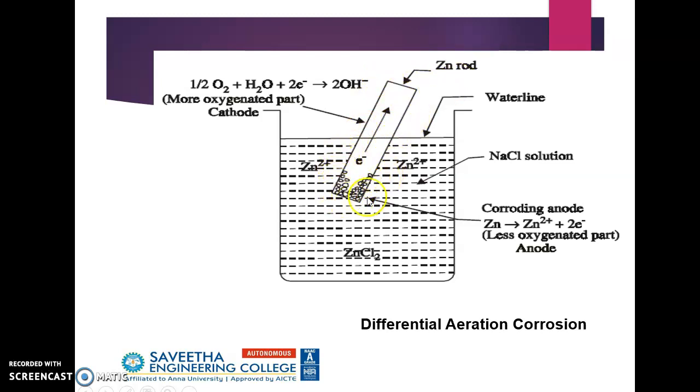So at anode, always oxidation takes place, so loss of electrons: zinc will lose electrons to produce Zn2+. On the other hand, at the cathode, there will be absorption of oxygen because sodium chloride is a neutral solution. Oxygen accepts 2 electrons and there is production of OH minus. Now Zn2+ and OH minus will combine to form zinc hydroxide. So slowly zinc is getting corroded and it will dissolve in the electrolyte.